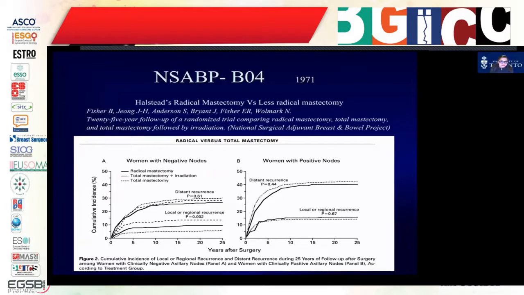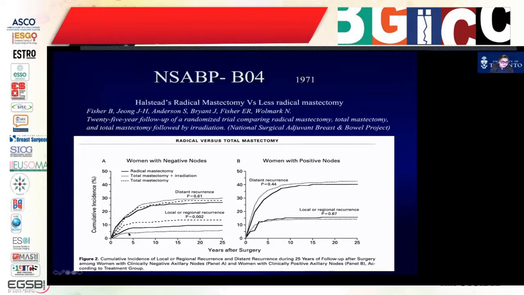And if you look at these slightly complex graphs, just follow it, it's really simple. The solid line is the radical mastectomy, and the small dotted line is mastectomy with irradiation. So if you look at women who are node negative, women who have mastectomy versus those women who have mastectomy with irradiation, the graphs pretty much follow the same kind of curve.